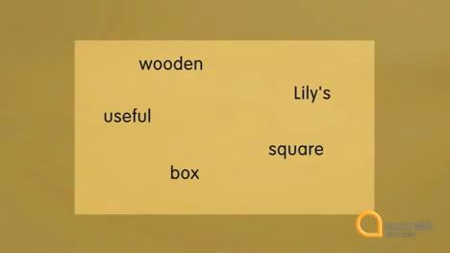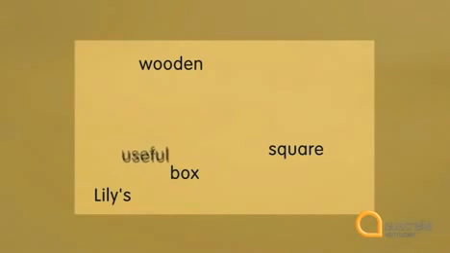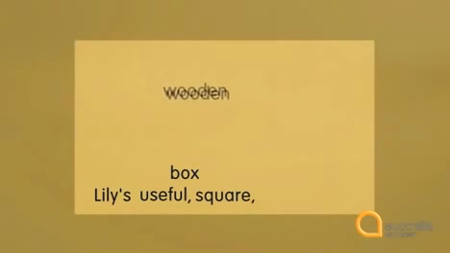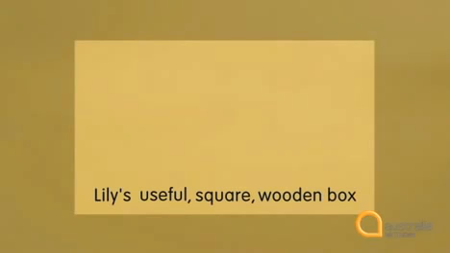Have a look at these words and see if you can turn them into a phrase. Wooden, square, useful, box, lilies. Well, box is the noun, but what comes first? The determiner. Whose box is it? It's Lily's box. So lilies comes first. Then that's followed by the observation. The box is useful. Then the shape. It's square. Then finally the material. It's a wooden box. So we have Lily's useful square wooden box.